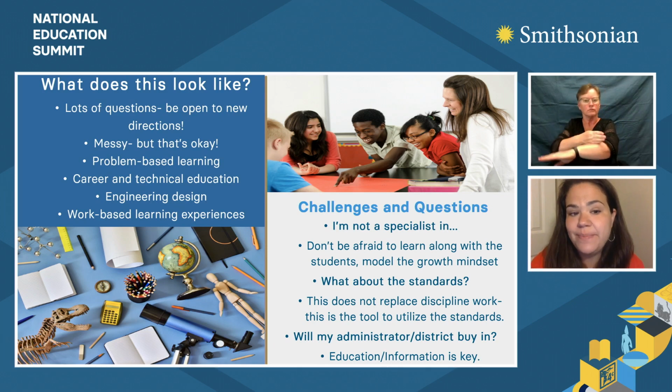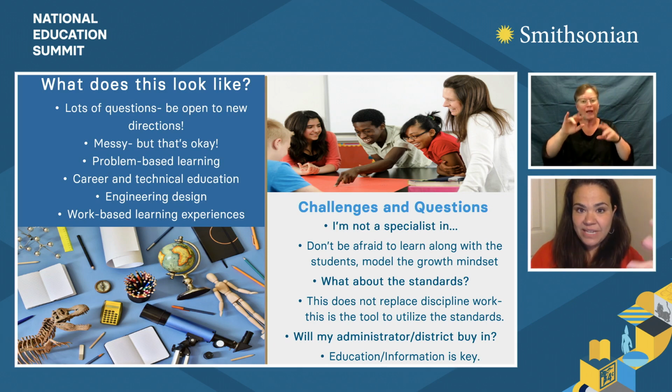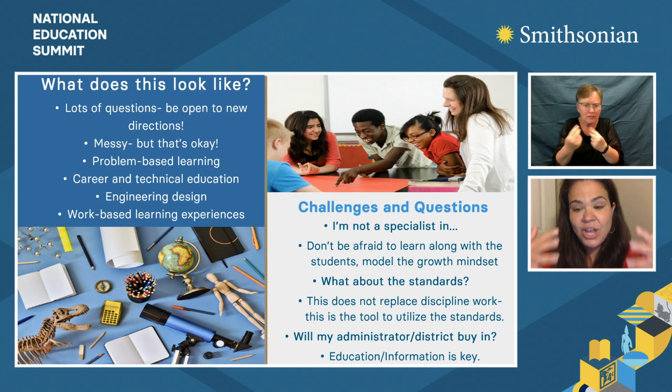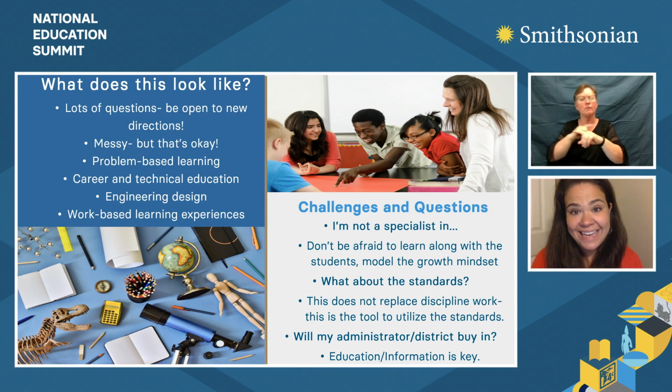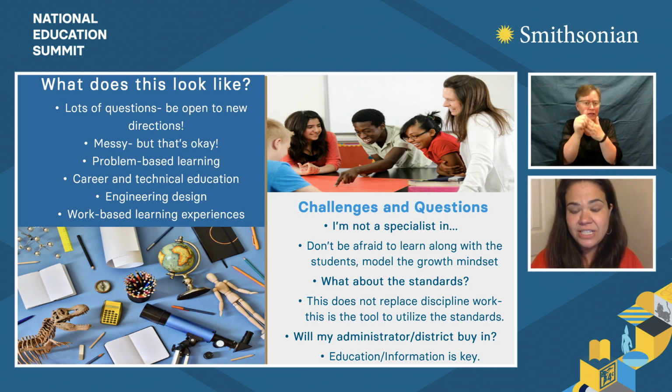And I know that one of the biggest issues too is administrator and district buy-in. We are judged by assessments, unfortunately, as teachers. And sometimes it's hard to get them to understand how this correlates to the standards that we're supposed to teach. But I think that education and information is key. You guys starting by coming here and learning about it, you can go and share it with your administrators. Hopefully we have some administrator and district leaders in this presentation right now who can take this back to their teachers. And soon we should have some documents that we can send out to the public to help you educate those in your community, to help you understand what this looks like.